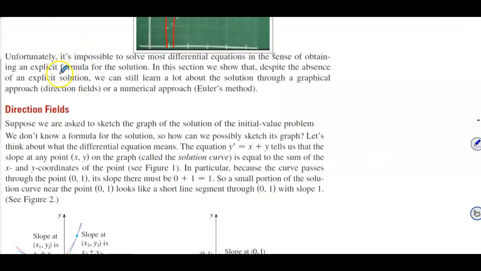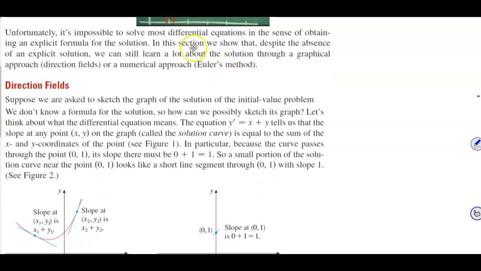So now, unfortunately, it's impossible to solve most differential equations in the sense of obtaining an explicit formula for the solution. In this section, we show that despite the absence of an explicit solution, we can still learn a lot about the solution through a graphical approach, direction fields, or a numerical approach, which is Euler's method. Now, what we just discussed earlier was a direction field.